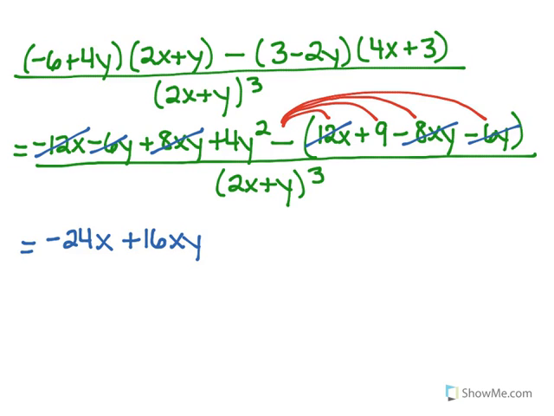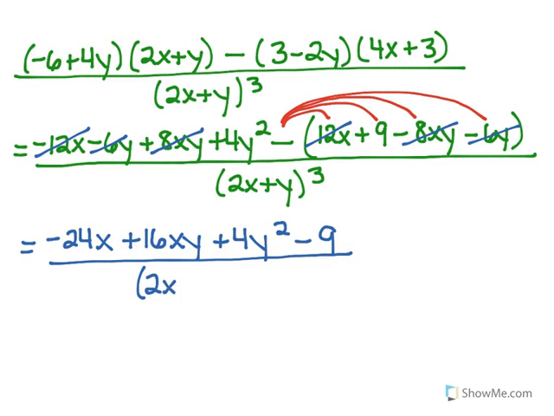And the last two terms that I have are not like terms, so I'm just going to write them down. Plus 4y squared minus 9. Don't forget you're distributing the negative sign. And now I still have the 2x plus y quantity cubed on the bottom. So we've done a lot of algebra so far, but we're still not 100% done. At this point, once it looks like we've simplified completely, we need to go back and look at what our original function was. So here's a reminder.